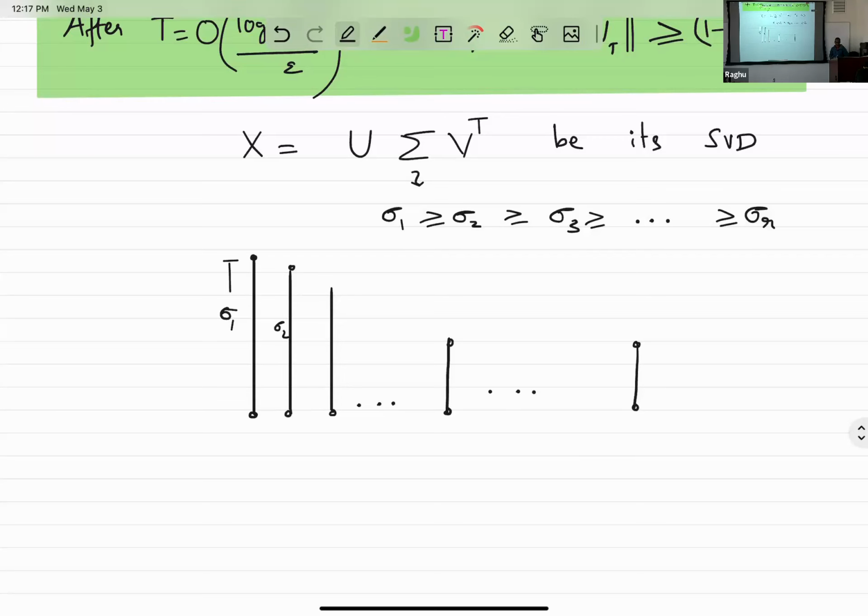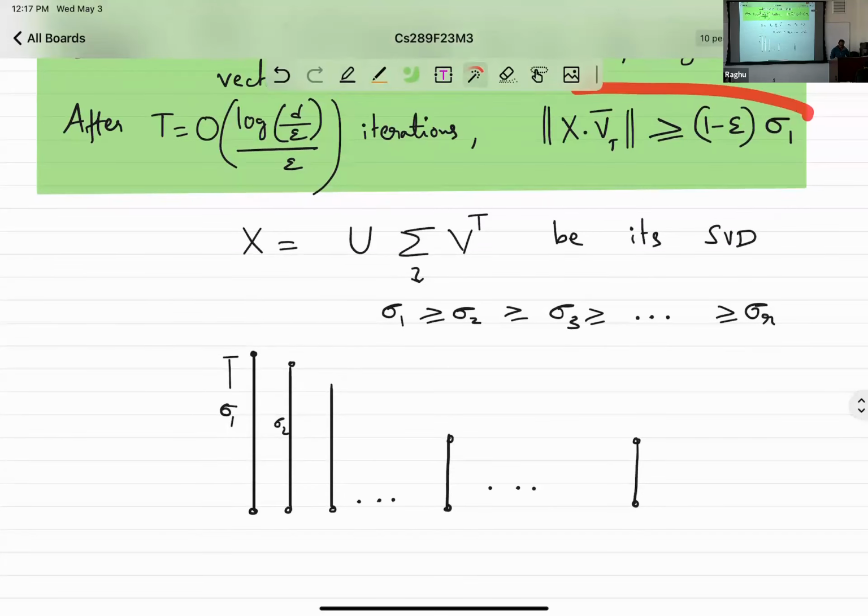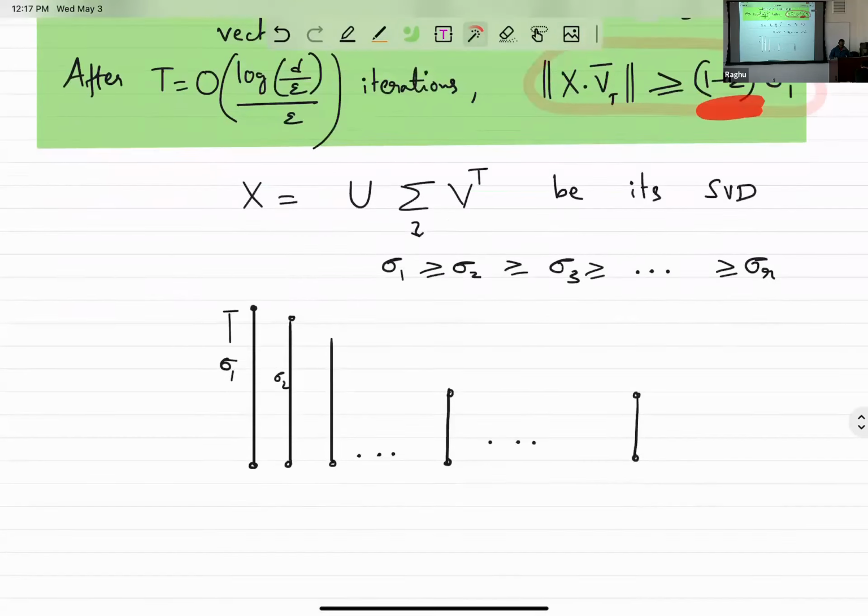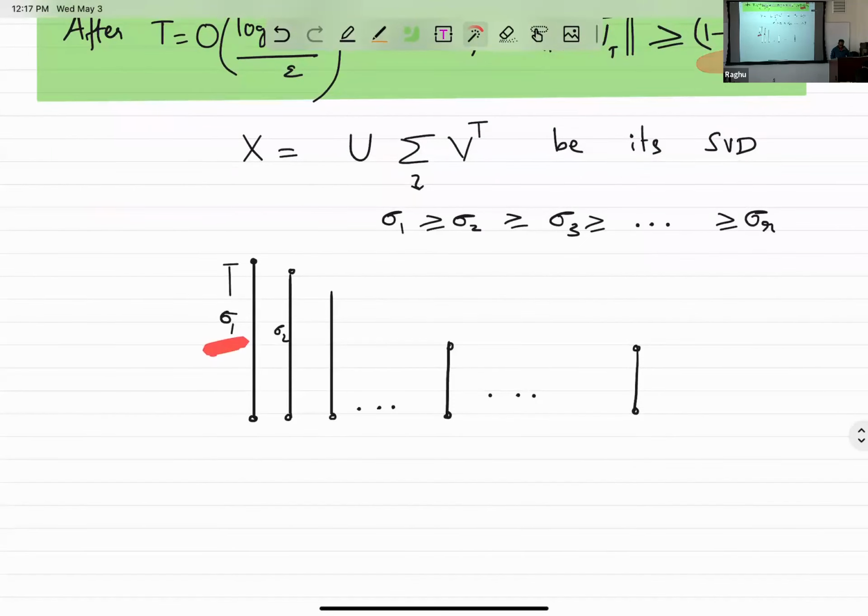And if this is the guarantee that we're shooting for, like I would only want to be 1 minus epsilon off, it might be okay for me to give the first vector or the second vector, and so on, as long as these values are close to each other. Right? If sigma 2 is actually 1 minus epsilon times sigma 1, I'm happy even if you give me the second principal vector, right? Because it's still approximately just as good.